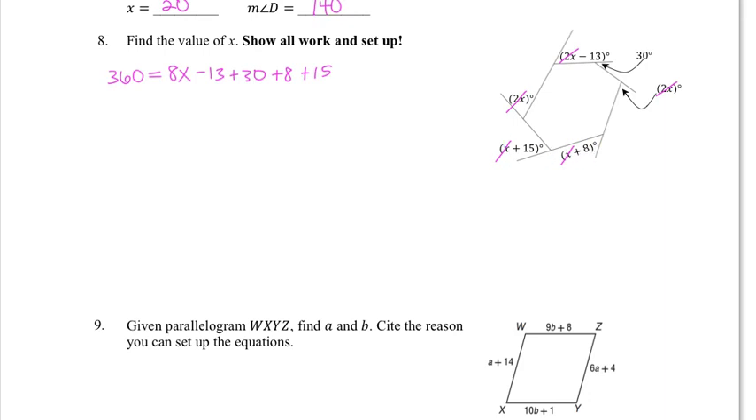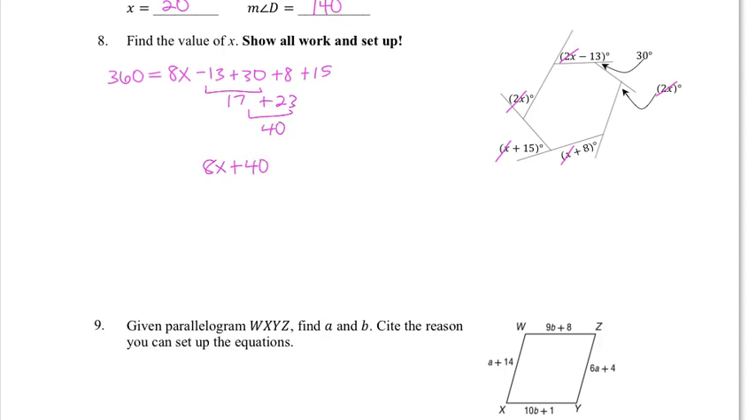Okay, now let's add them all together. So I know that you just got to be careful, okay? So this is negative 13 plus 30. That would give us 17. So that's 17. I put it there, 17 plus 8 plus 15, or let's see, 8 and 15 is 23, and then 23 and 17 together is 40. So it's just going to be 8x plus 40.